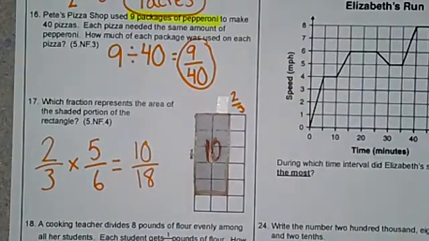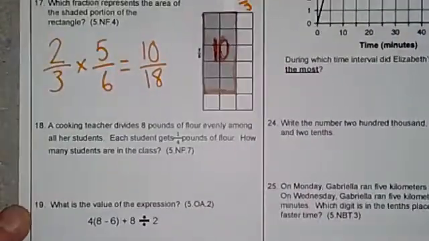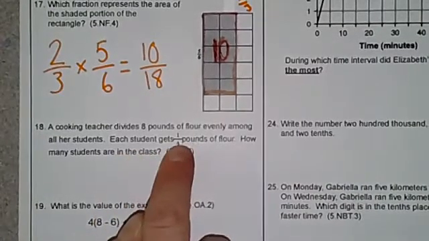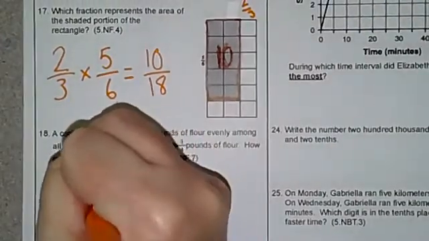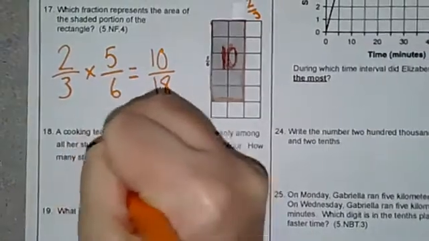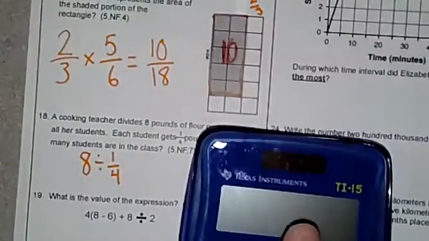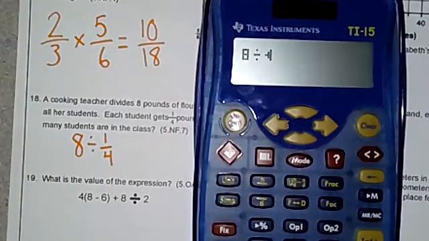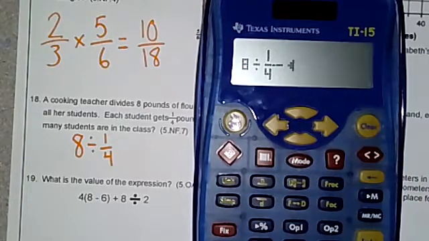All right, next one. This is so easy with my calculator. A cooking teacher divides 8 pounds evenly between all of her students. Each student gets 1/4 pounds of flour. So you are taking your 8 pounds and you are dividing it into fourths. Use your calculator. Here I go. Tell me what to type in, Malachi. Good. 8 divided by 1 numerator, 4 denominator equals. Boom. The answer is 32.